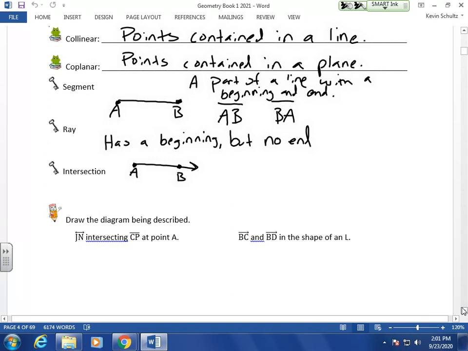Can anyone think of a real life example of what a ray might be? Something that has a beginning but doesn't end? Alan? That's like a number, right? Sure, but I'm talking about an actual physical thing you can hold or use. A river? Yeah. Technically, it's more of a segment, I guess, because it does eventually end when it reaches the ocean. That's a good thought, though.